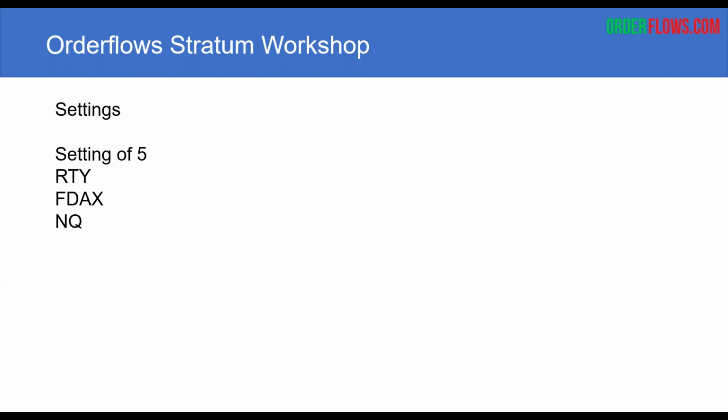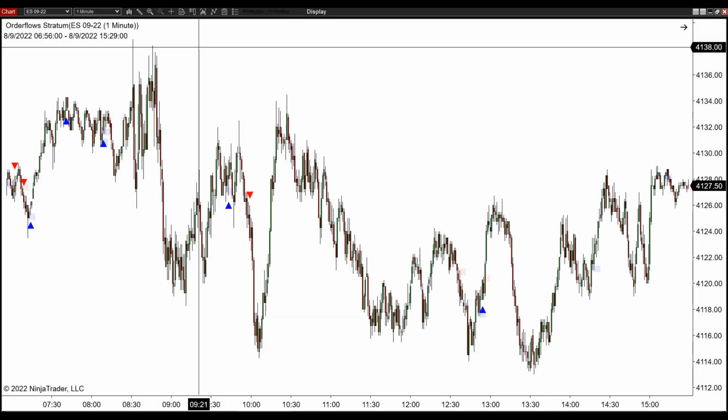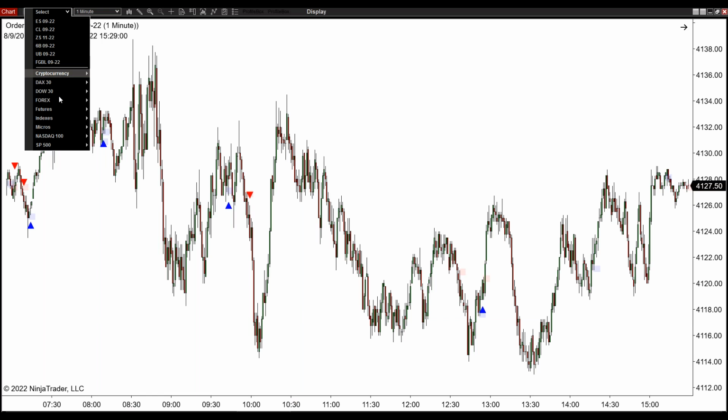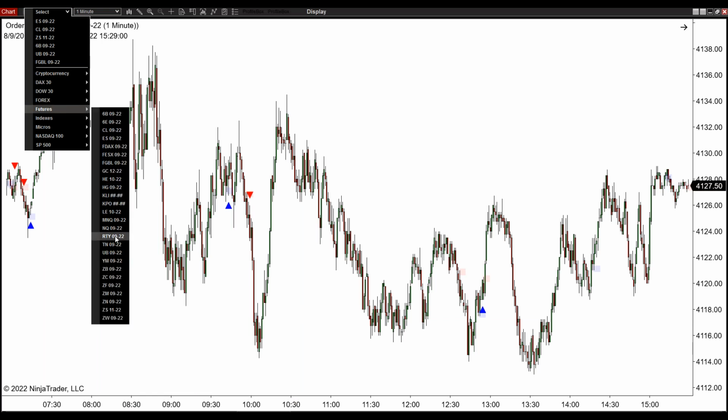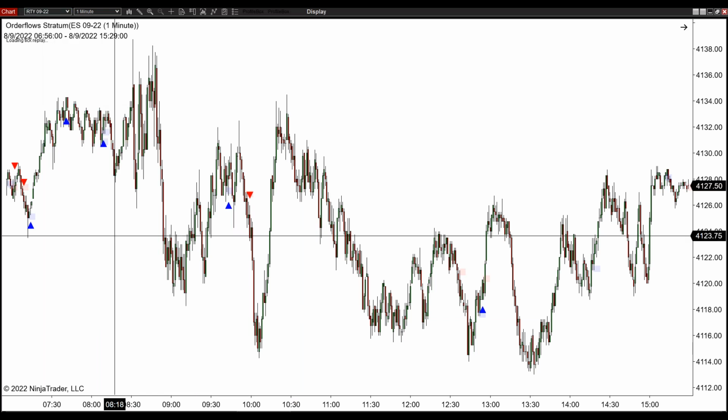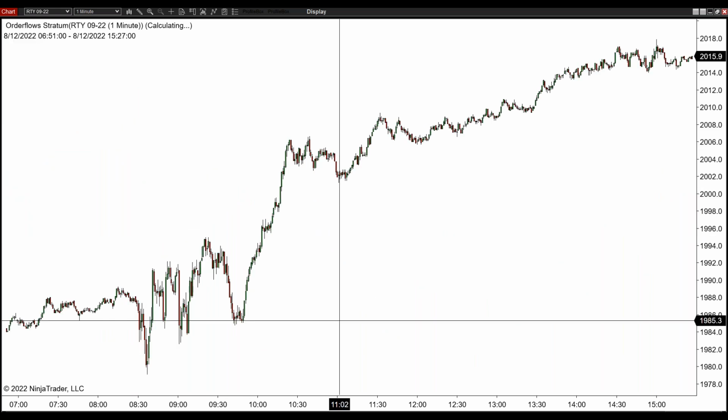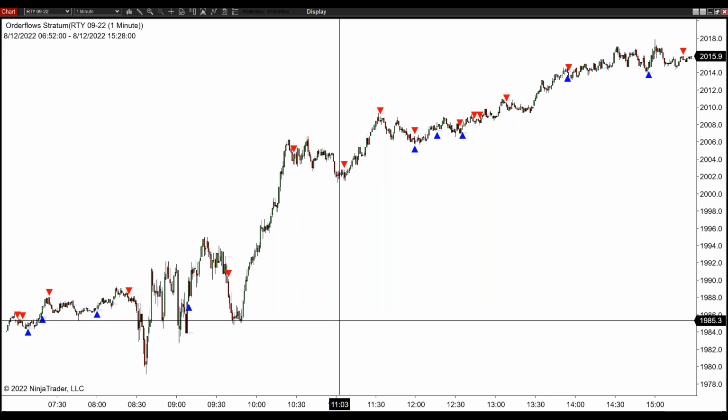But let's take a look here. Okay, so let's go to RTY. Just give it a second here. These more volatile markets, the first time you load them up, it takes a little bit longer because there's just so much information. And by information, I mean data it's got to analyze.